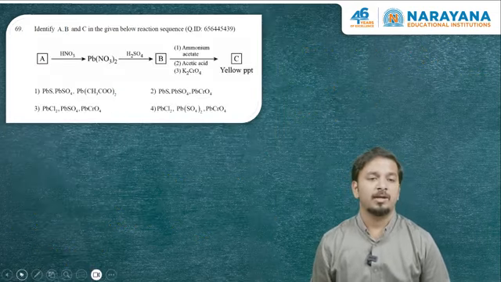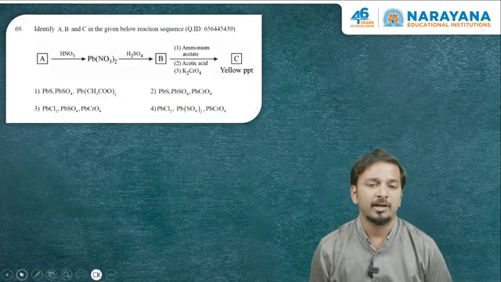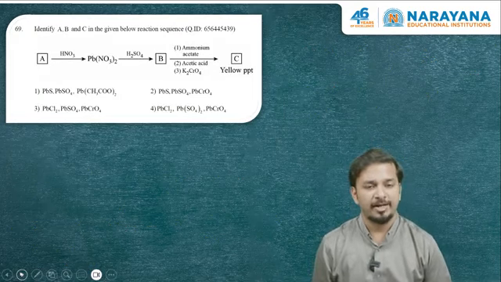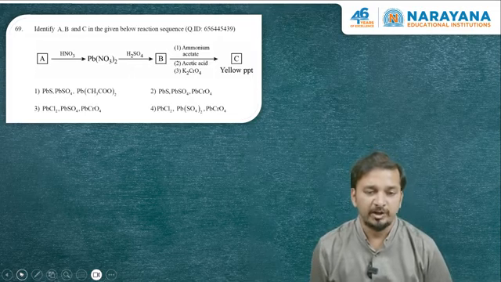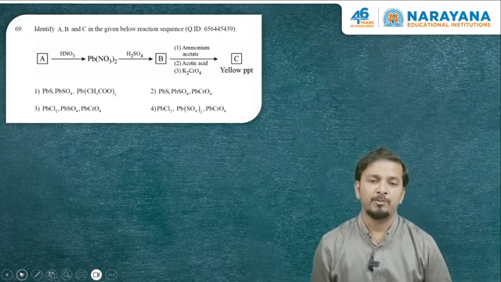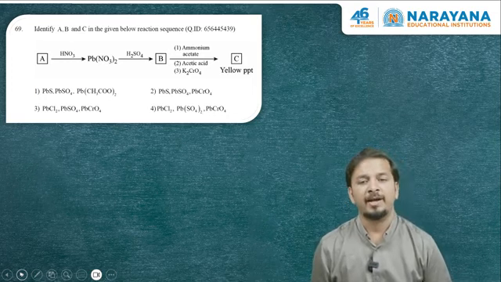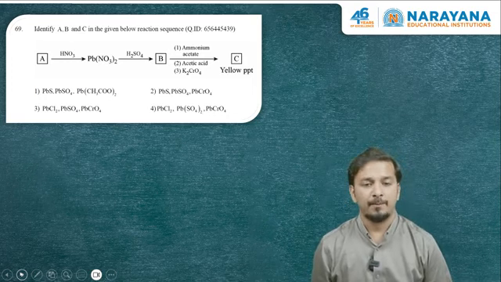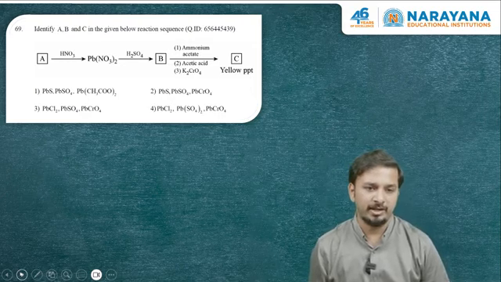Moving to next question. Identify A, B and C in the given reaction sequence. A with HNO3 gets lead nitrate, which on treatment with H2SO4 gives B, and B on treatment with ammonium acetate, acetic acid and K2CrO4 gives a yellow precipitate. So we have to find which one is A, B and C.